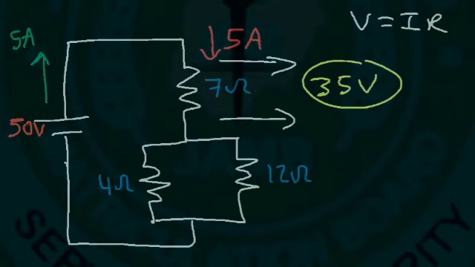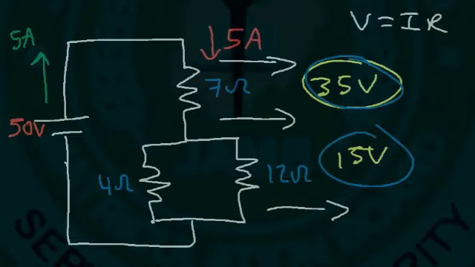Now what is the voltage across the 12 ohm resistor? Now based on Kirchhoff's voltage law, we know it has to be 15. And the reason for that is because 15 and 35 adds up to 50. The voltages across the resistors have to add up to the voltage of the battery. Even though one of them might be negative and the other might be positive, they should still equal each other. So we know the voltage across the 4 ohm resistor and the 12 ohm resistor is 15 volts since they're connected in parallel to each other.